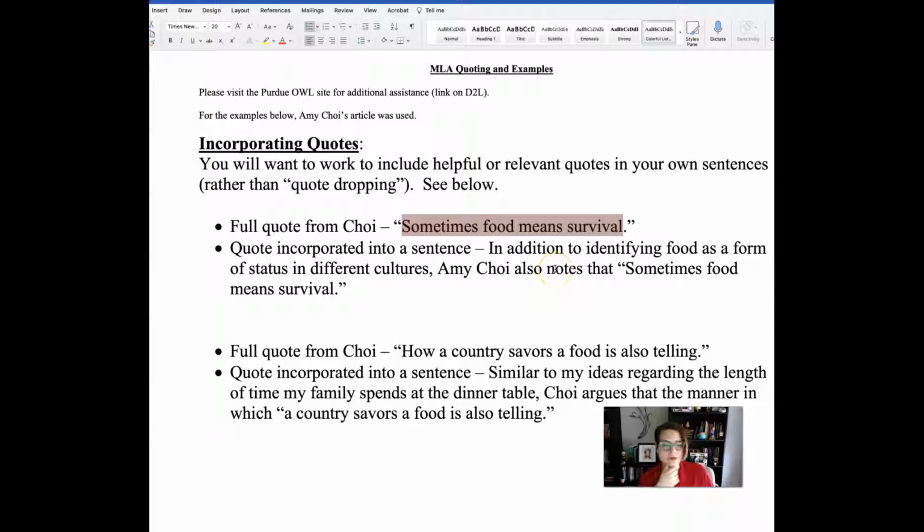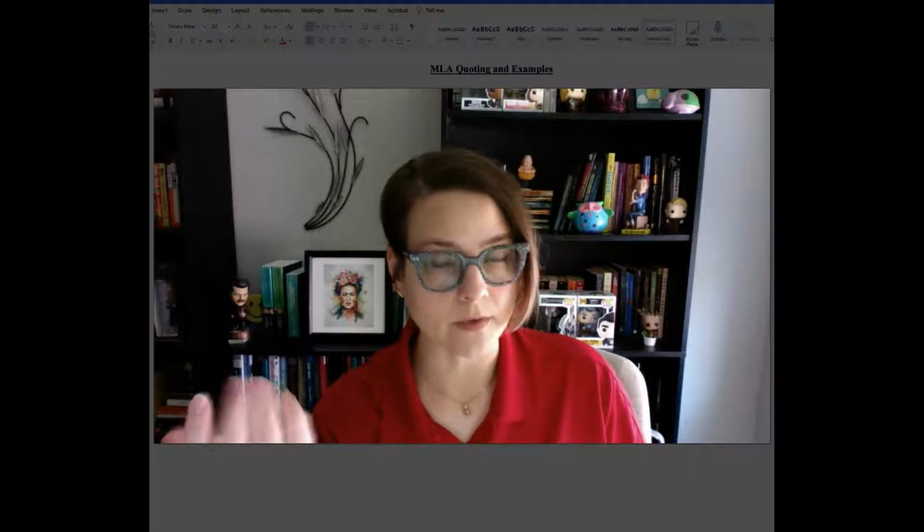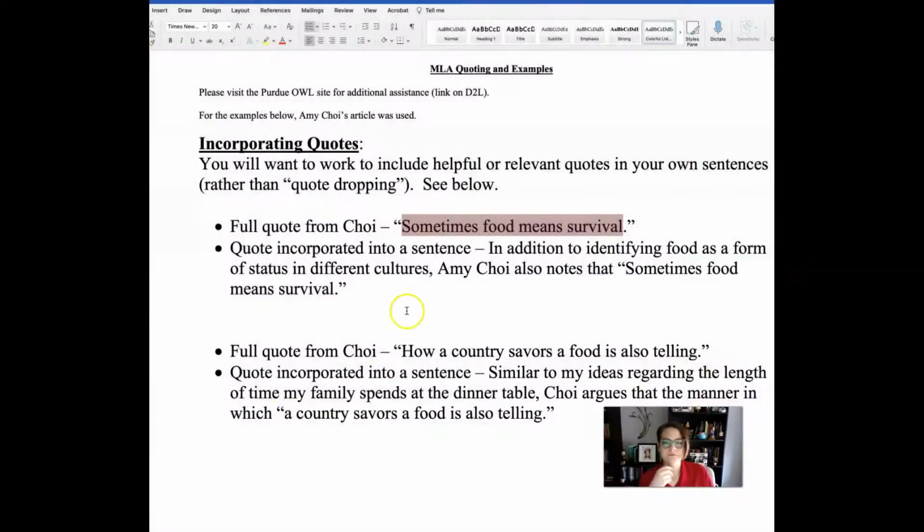So we need to make sure that when we're including it in our sentence, we're thinking about all those things that Stedman said to avoid, right? The armadillo roadkill, the dating Spider-Man, all this kind of stuff. So the quote needs to be incorporated into a sentence and it needs to follow the right grammar. So: "In addition to identifying food as a form of status in different cultures, Amy Choi also notes that sometimes food means survival." Okay, I've referenced Choi. I have made sure that these are actually Choi's words, not her use of somebody else's, right?